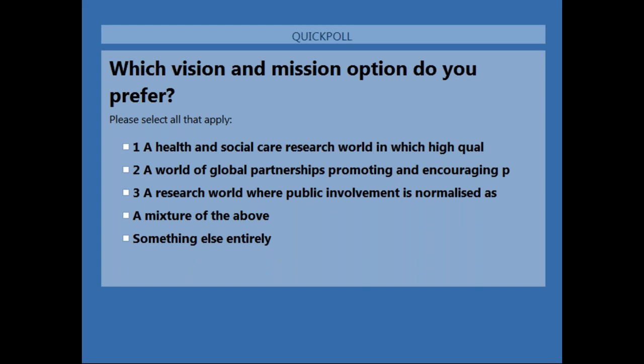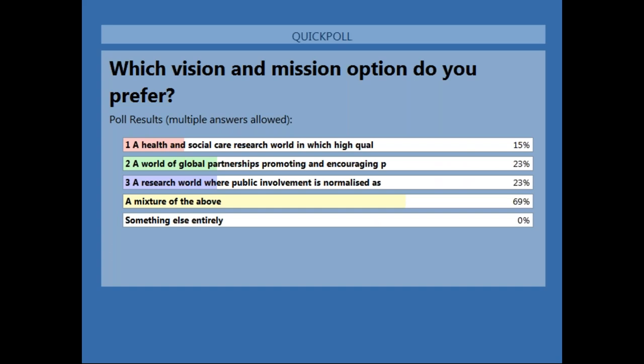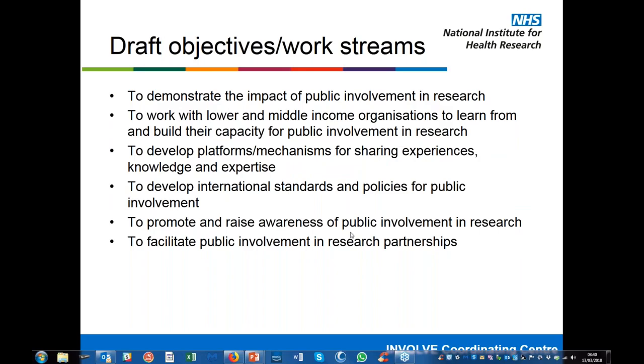I'm still collecting responses. All right, thank you. It looks like everybody's completed, and I'll share the results of that. So hopefully you're seeing that on your screen now. An interesting spread of results, and the clear winner, if we're thinking about it in those terms, is that 69% of the votes went to a mixture of the three visions and missions that Gary outlined, with a fairly even spread across the three different models. So thank you very much for that. Like I say, you'll be able to let us have further feedback in the form of our survey.